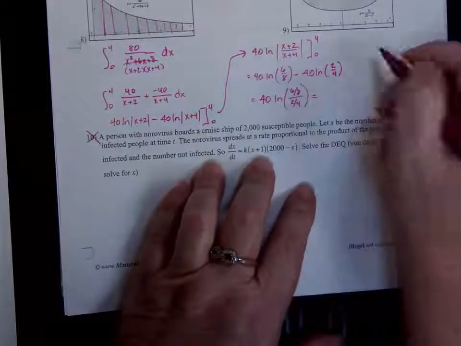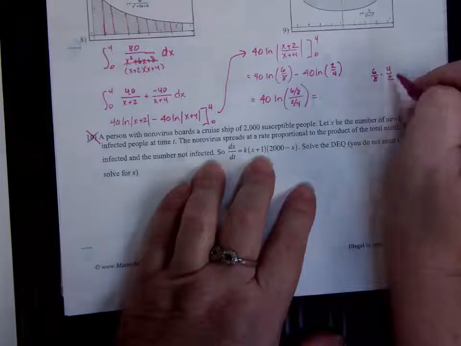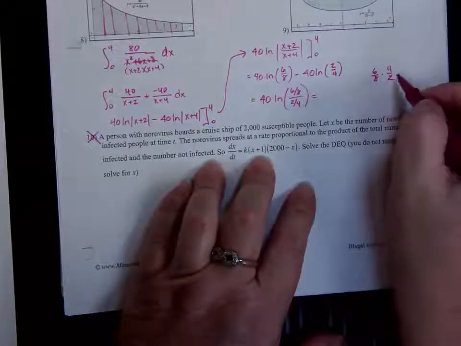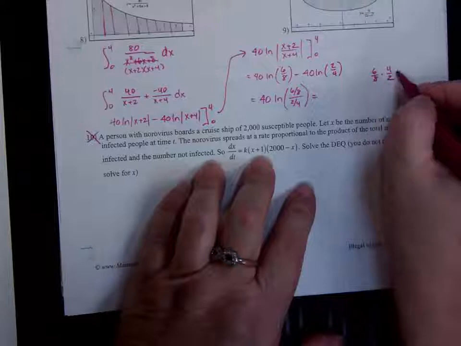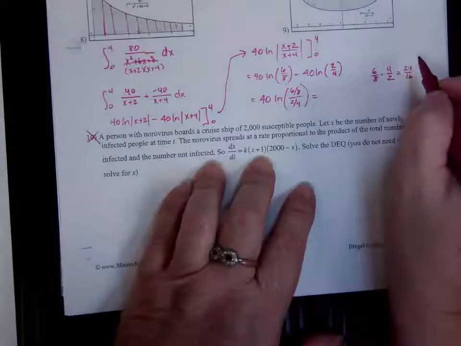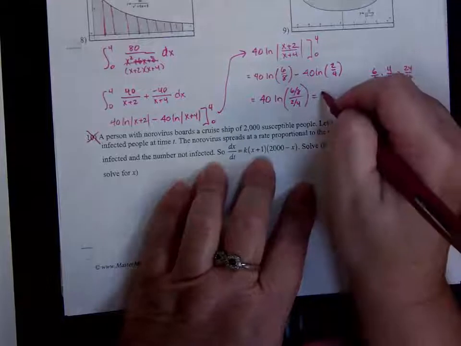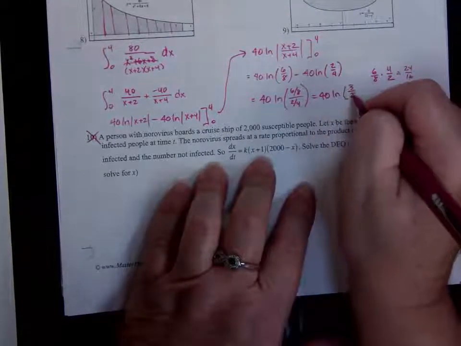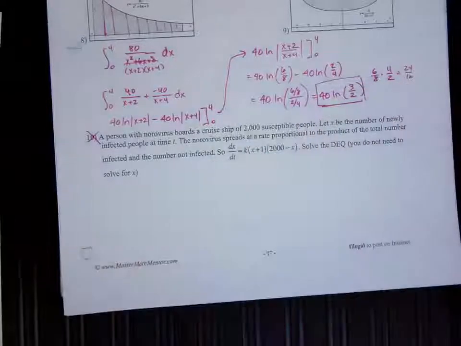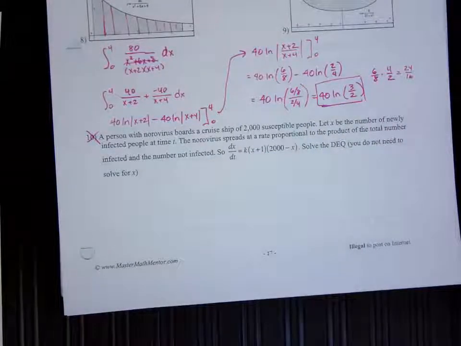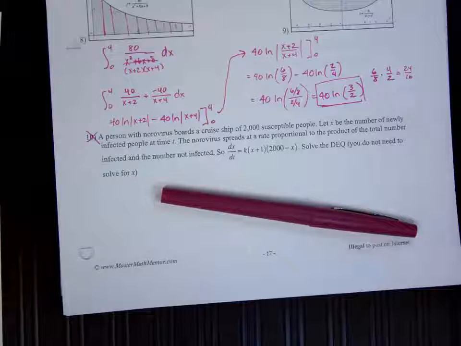So I'm going to do 6/8 multiplied by 4 halves. That's 24 over 16, which can both be divided by 8. 3 halves. So it's 40 ln of 3 halves, my answer. Will it always be ln? Yes, it will always be ln, because you're turning the numerator into a constant, and it's a constant over a linear x, which is always ln. Okay?